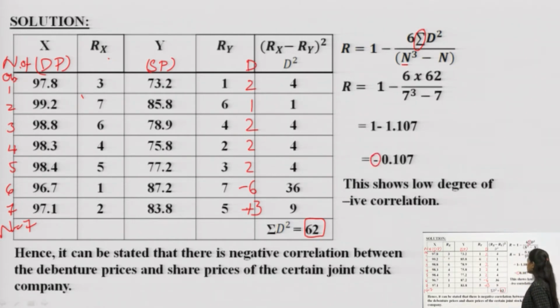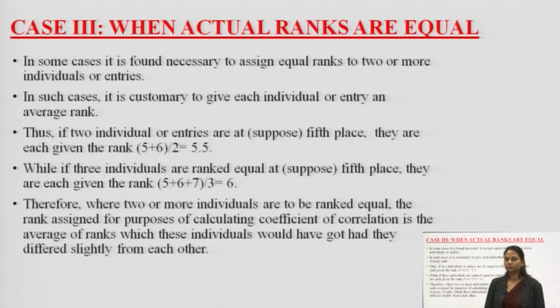This minus shows a negative correlation between the debenture price and the share price, but there is a relationship. It can be stated that there is a negative correlation between the debenture price and the share price of a certain joint stock company, but there is a relationship. This was one kind of question which we have discussed, but moving further, when the ranks are equal, that will be discussed. In case 3, when the actual ranks are equal, what are we supposed to find out?